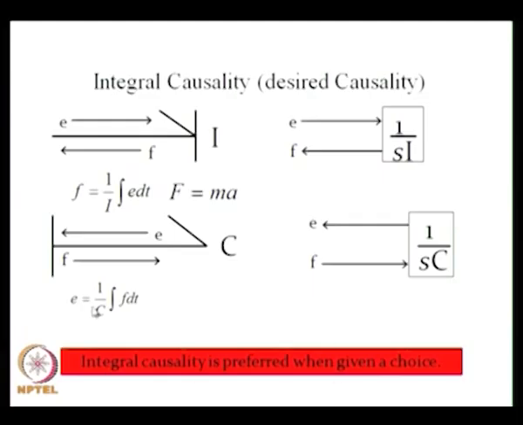And for C elements, 1 over C integral F dt is the relationship. The flow is the input here, and the effort is calculated. So E is equal to 1 over C integral F dt, and this integral causality is preferred when given a choice. Whenever you have a choice you should try to go for the integral causality for these elements.